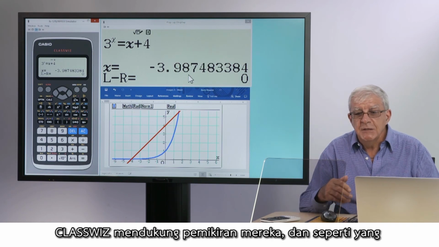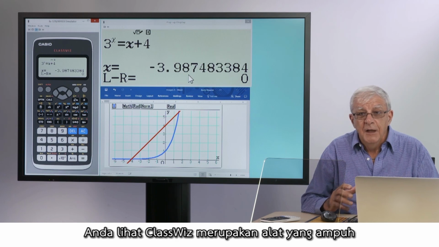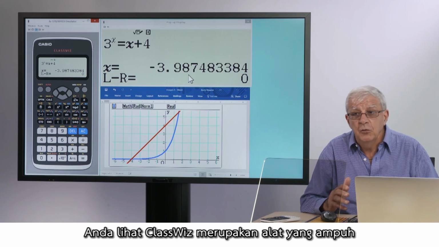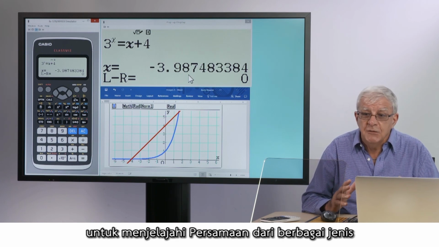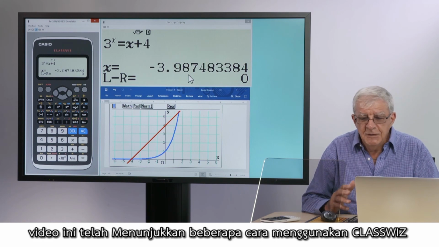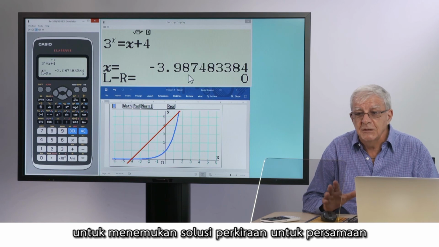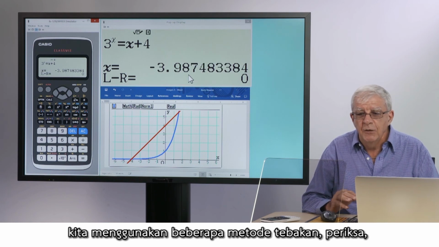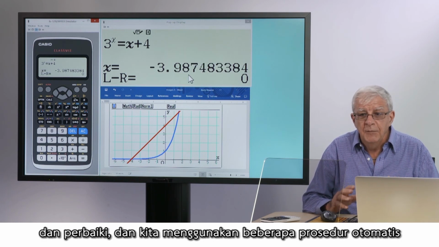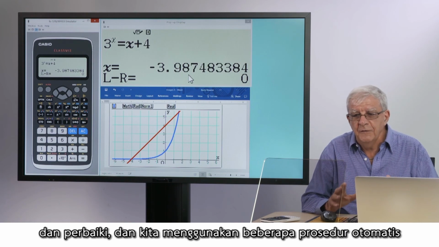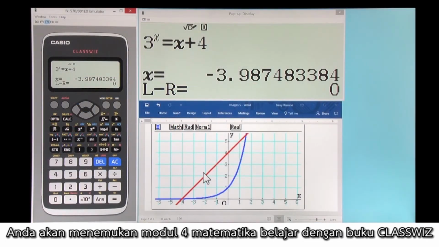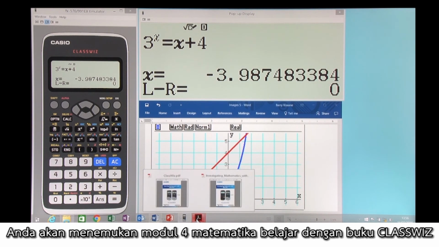So the ClassWiz is supporting their thinking, and as you can see is a powerful tool for exploring equations of various kinds. This video has shown some ways of using the ClassWiz to find approximate solutions to equations. We use some guess, check and improve methods, and we use some automatic procedures.